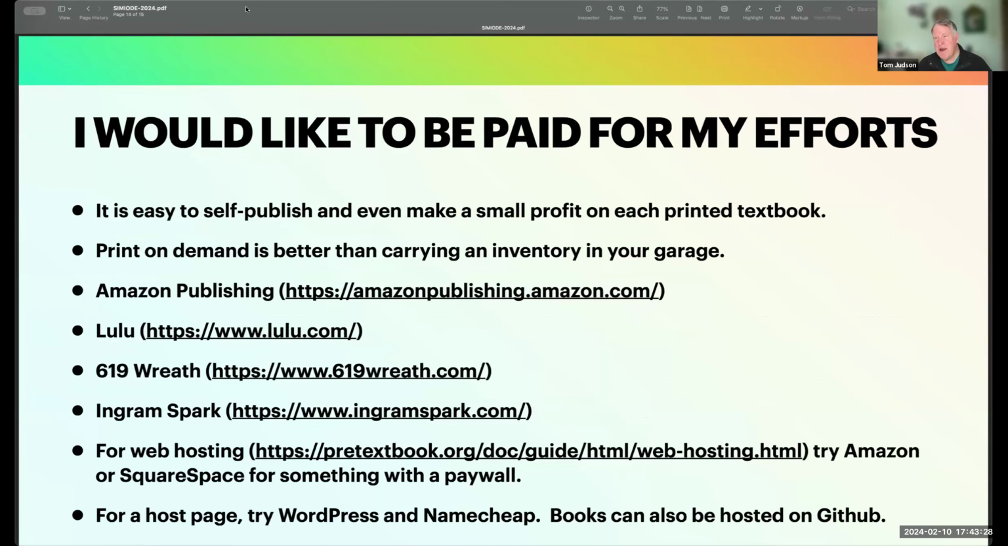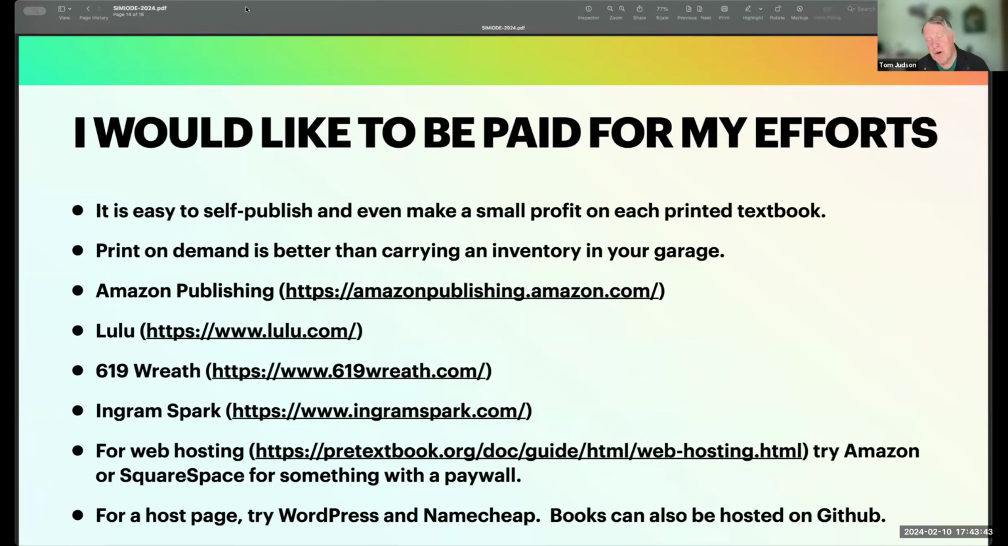So now we get down to, I want to be paid for my efforts. It's really easy to self-publish and even make a small profit on any textbooks.